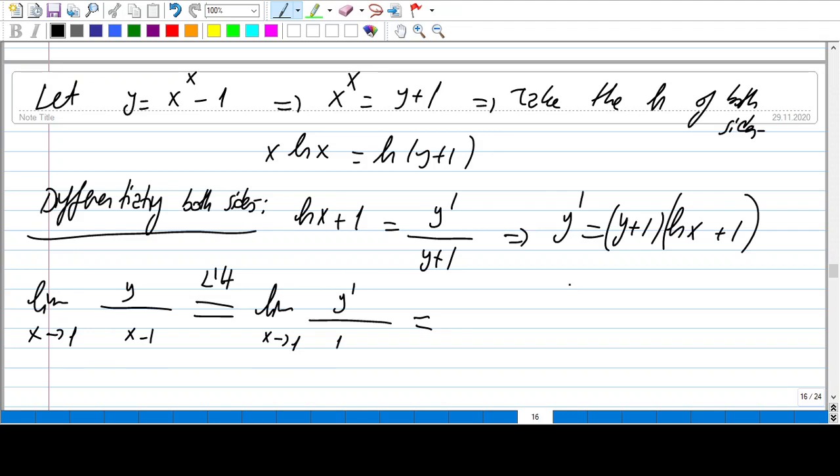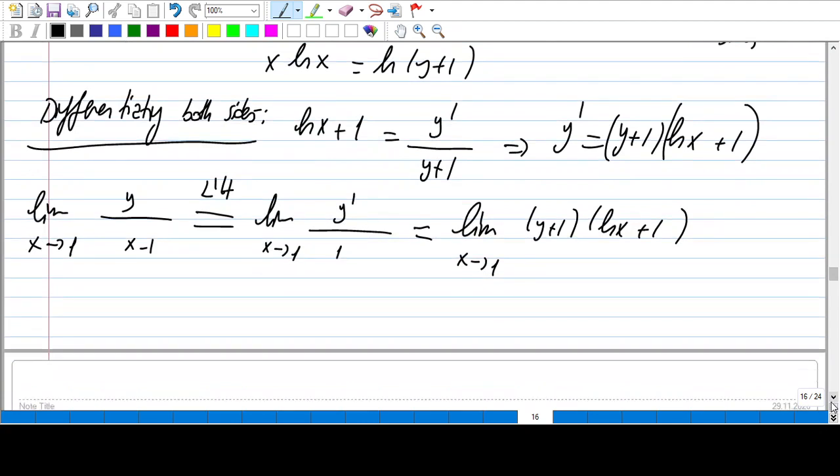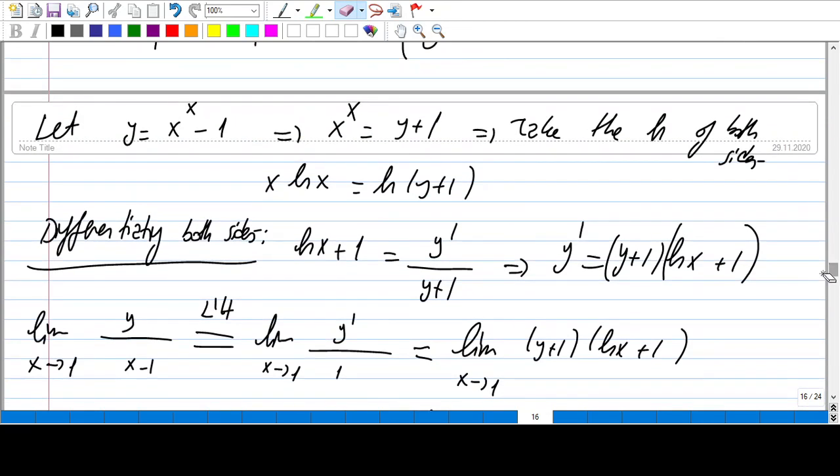Okay, so now instead of y prime, you can write directly limit x to 1 of (y plus 1) times (ln x plus 1) over 1, of course. Then what's my y? So y was equal to x power x minus 1. So substitute, instead of y plus 1, you can write x power x. Go to the expression here, you can verify that it is true. So y plus 1 is equal to x power x.